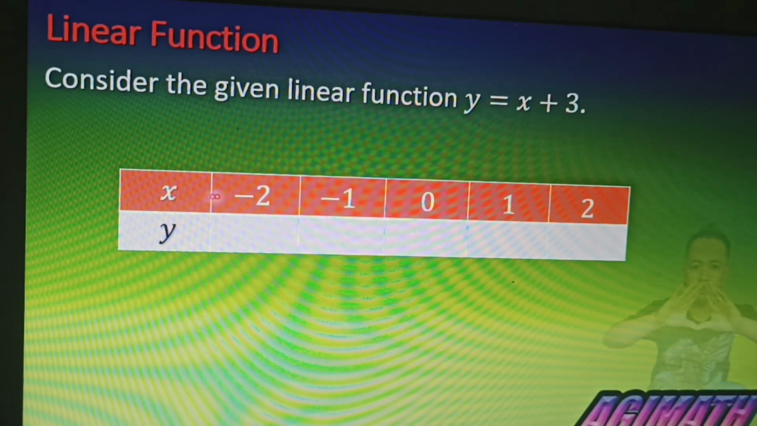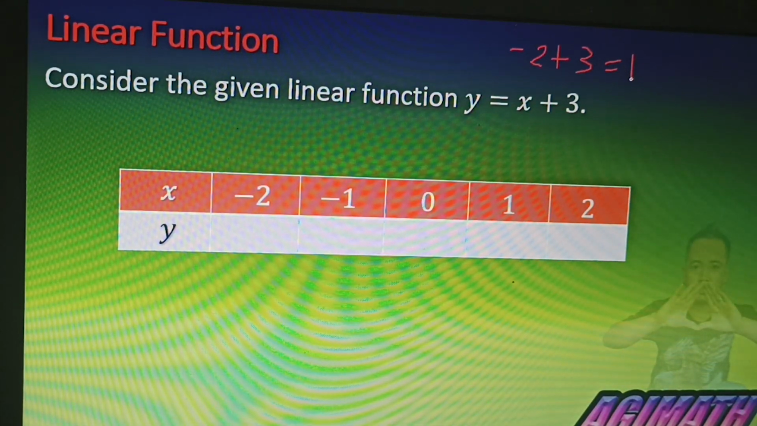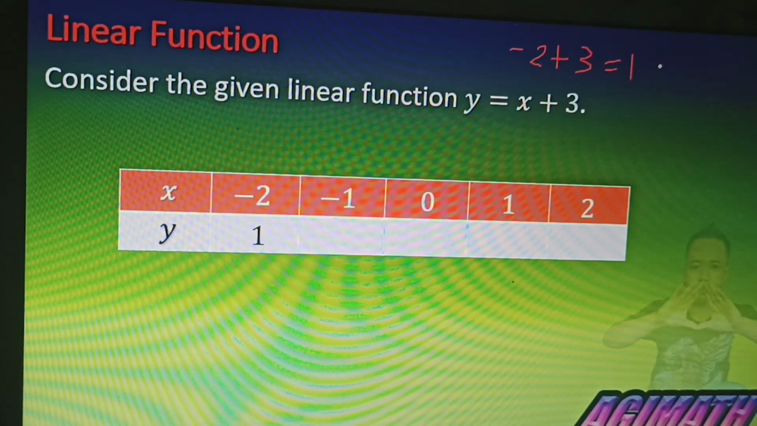For example, if x equals negative 2, we are going to substitute. Instead of x, we are going to substitute negative 2. So, we have negative 2 plus 3, and that is equal to 1. That's why, if x equals negative 2, y is equal to 1. Following this method, just substituting the values of x, we can get the following values.